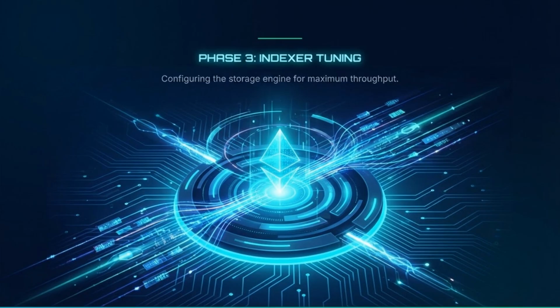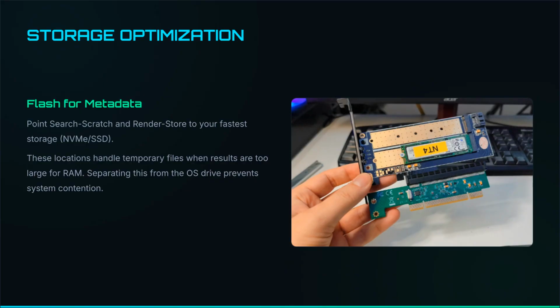Phase 3 focuses on indexer tuning. This involves configuring the storage engine for maximum throughput. For storage optimization, point search, scratch, and render store to your fastest storage, such as NVMe or SSD. This handles temporary files when results exceed RAM, preventing system contention.